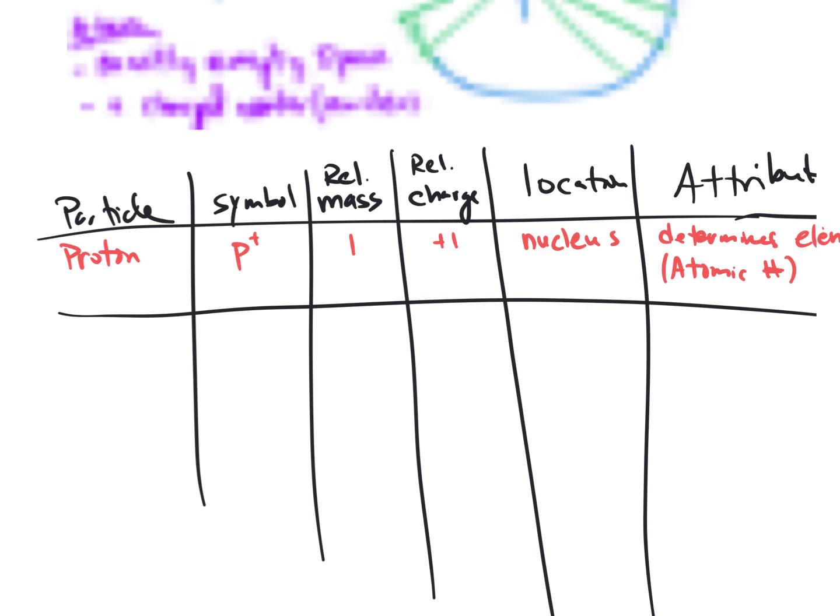Okay, the next one are neutrons. What's the symbol for a neutron? And with what charge? Why do we call them neutrons? Because they're neutral. 0 charge. If the mass of a proton is a 1, the mass of a neutron is also 1. The charge is 0. Location is nucleus, also the nucleus.